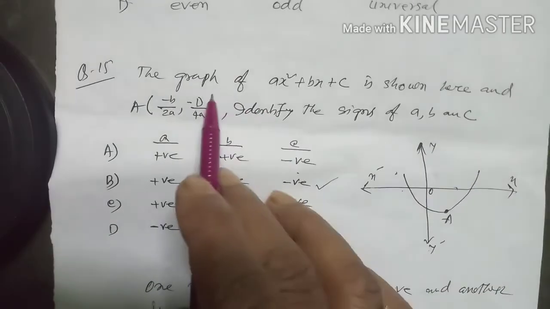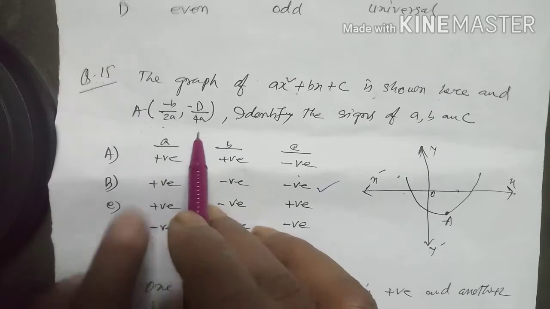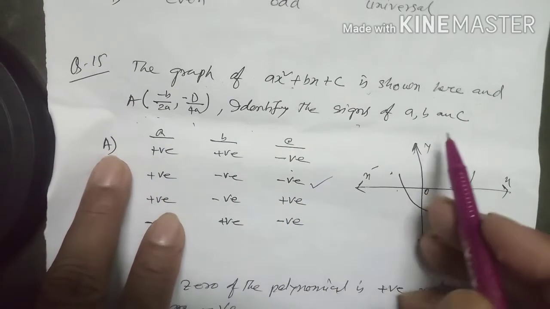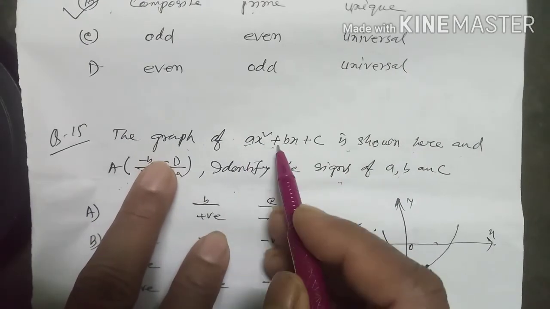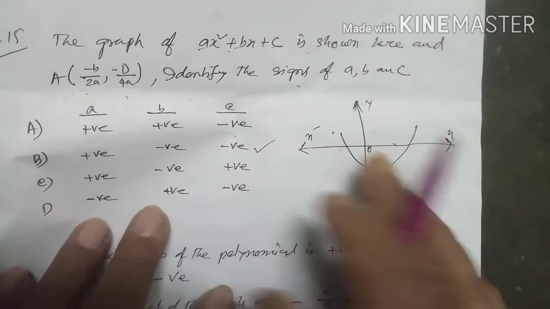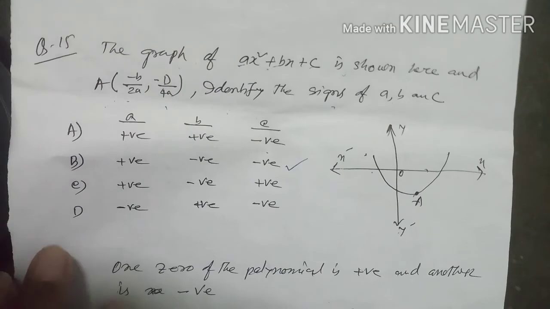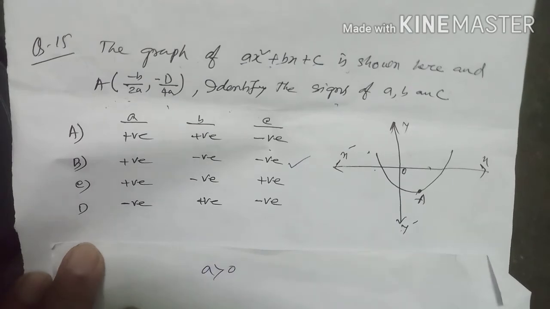The graph of this is shown here. A equal to this, that means vertex. This is the vertex of the parabola. Identify the sign of a, b, c. We have to find the signs of the constants a, b, c. Since the parabola is upward, a is greater than 0.